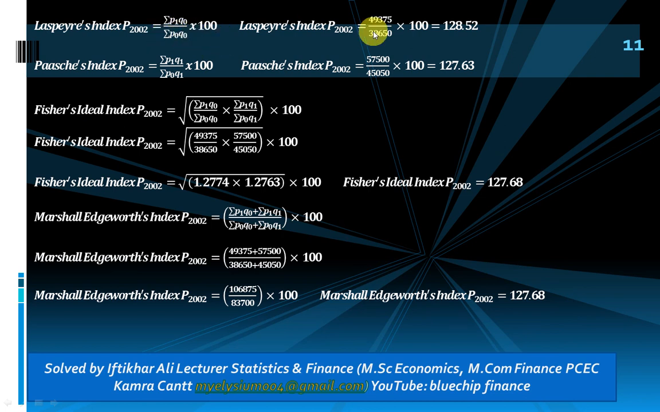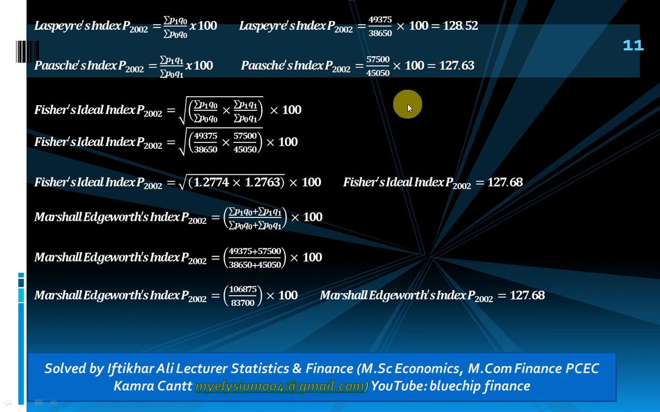After putting the values and solving, 128.52 is the Laspeyres index, which indicates 28.52 percent inflation with respect to the base year. Paasche index is sum of P1 Q1 divided by sum of P0 Q1 multiplied by 100. After putting the values into the formula, it indicates 27.63% inflation in the current year with respect to the base year. After that, the Fisher ideal index formula is given here.